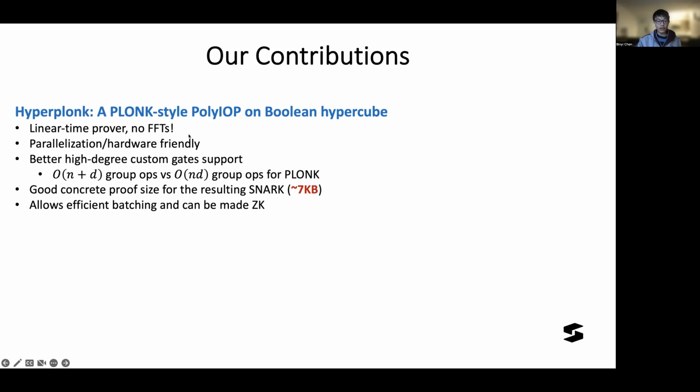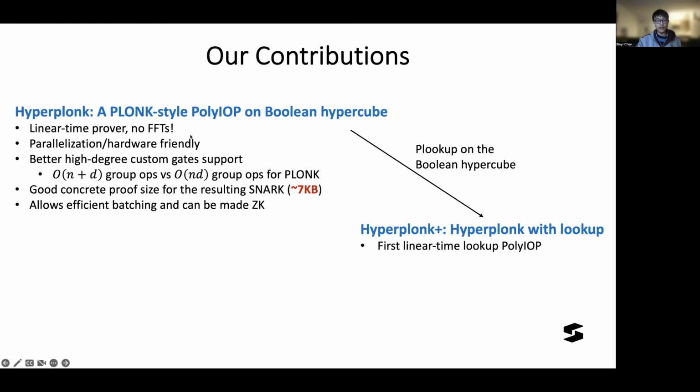Okay, so beyond that, we also extend HyperPlonk to support lookup gates, which are very important custom gates. Basically, we extended the famous lookup methods to the Boolean hypercube, and in the multilinear setting, obtained the first linear time lookup poly-IOP. And finally, we also construct some new multilinear commitment schemes that can be plugged into the HyperPlonk PIOP to obtain some new SNARKs with different nice features.